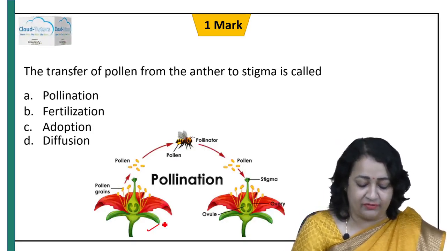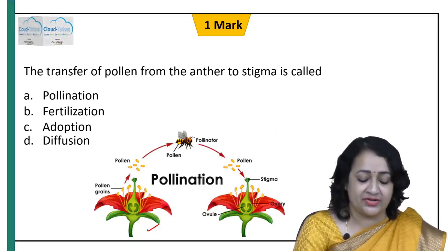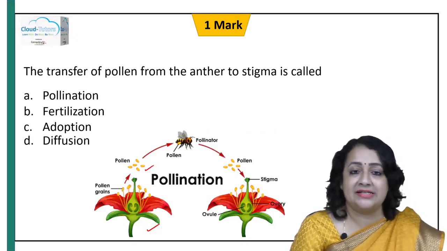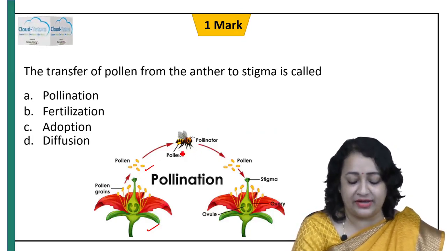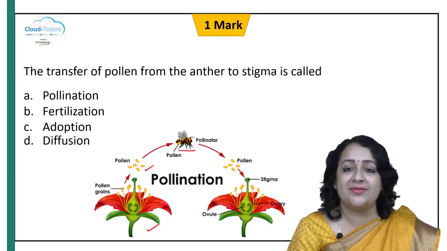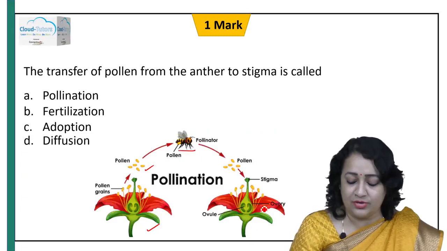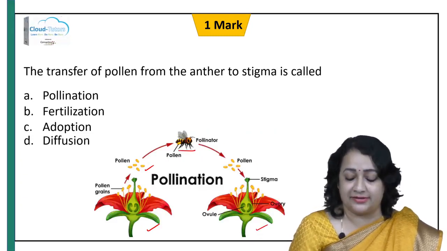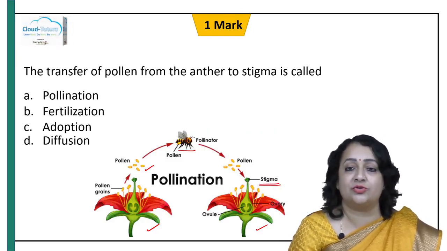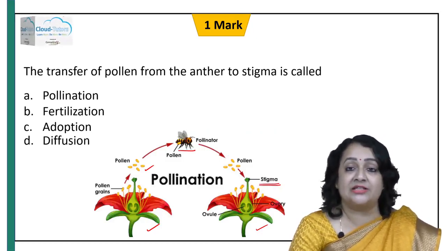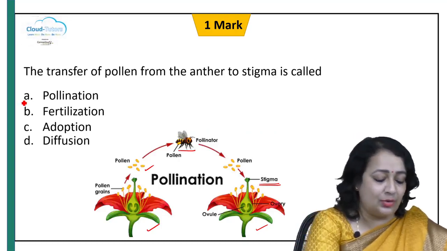I have a flower here. In this flower, when the anther matures, pollen grains will be released. Those pollen grains will be carried by the pollinating agents. For example, I have taken a pollinator here, which is a honeybee. This honeybee is going to carry the pollen from this flower to another flower, and the pollen grains will end up at the stigma. This transfer of the pollen from the anther to the stigma is called pollination.